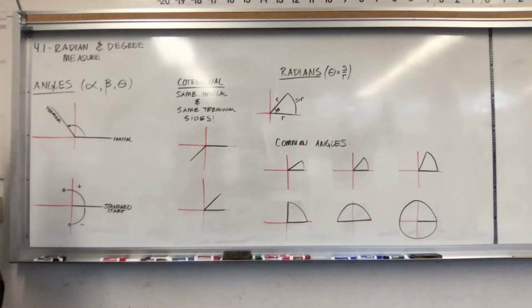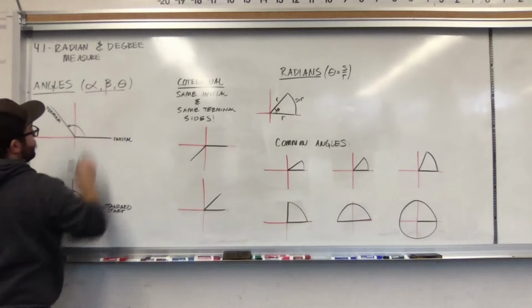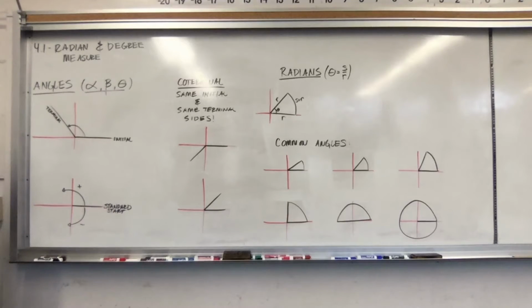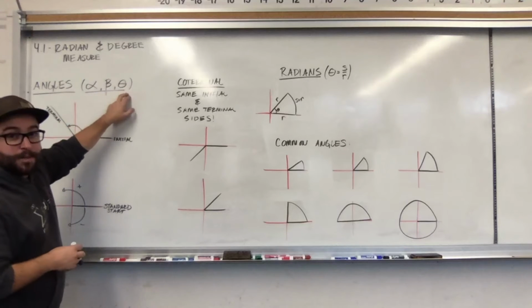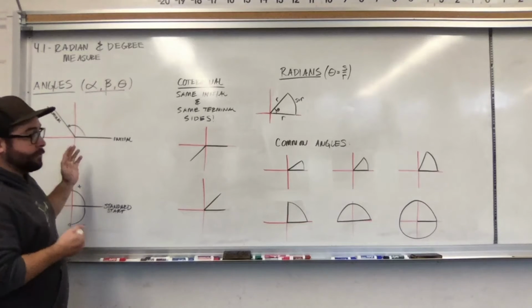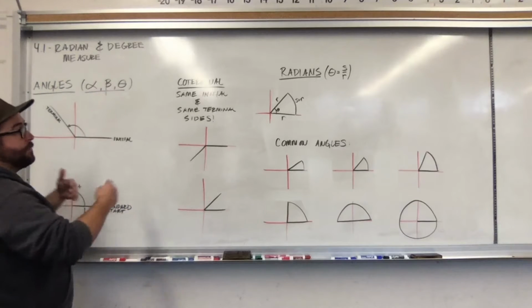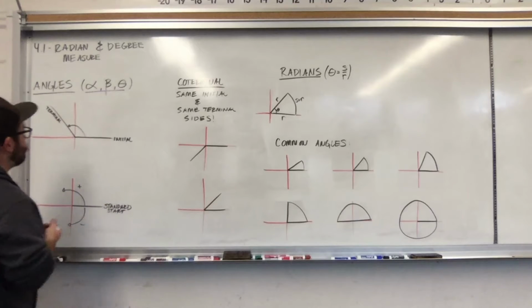So first things first is just talking about angles. Listed for you are three common variables we're going to be using: alpha, beta, and theta. Theta is probably going to be the most common that we're going to see. And these are just variables for our angles. Typically, x is more of a measurement of distance. So we're getting a little more specific of what variable means what.